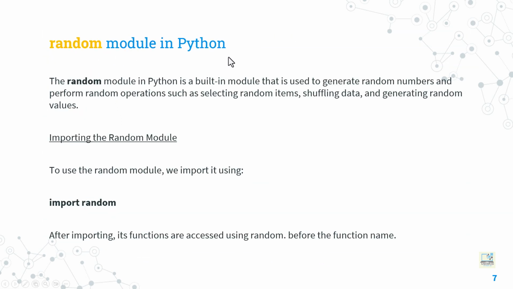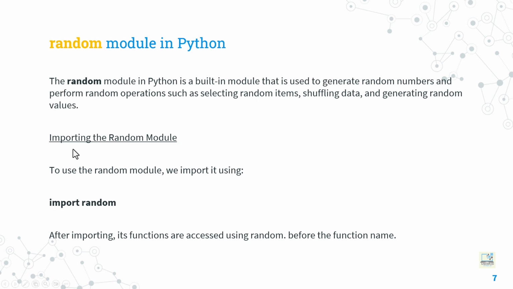Random module in Python. So the second module that we are discussing is the random module. The random module in Python is a built-in module and it is used to generate random numbers and perform random operations such as selecting random items, shuffling data, or generating random values. So this method is very useful for generating random numbers, which can be used when you are making games. If you are writing a program for games, then it is very important.